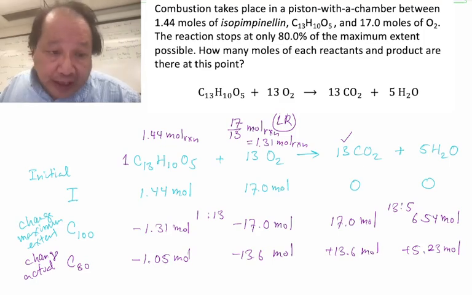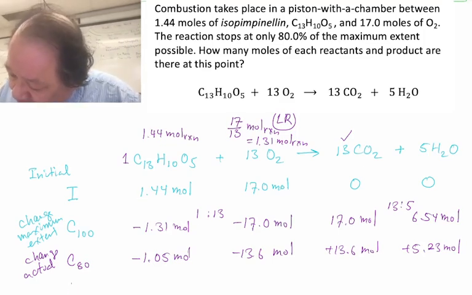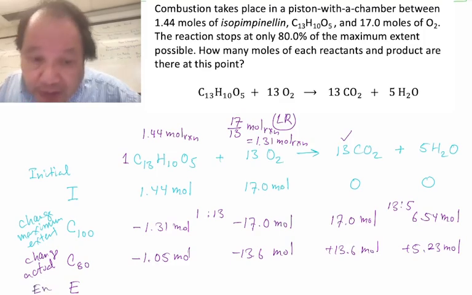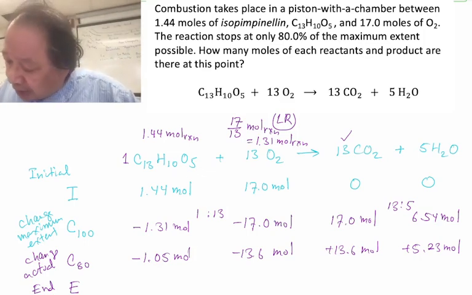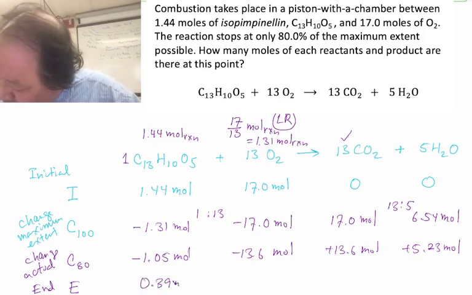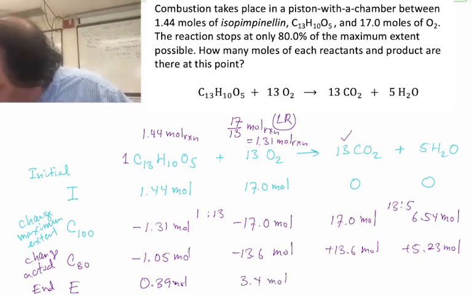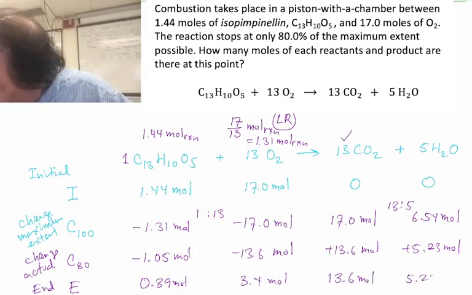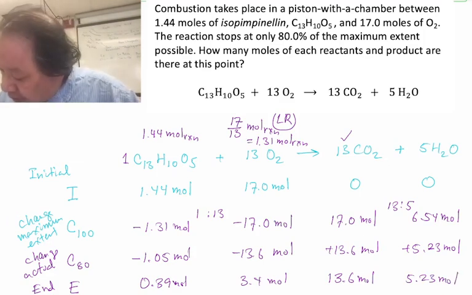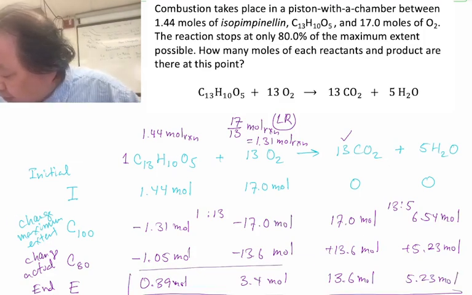And finally, we get to the last line of the method, which is the E line, the end line. The end line is the initial amount minus the actual change, the C80 line. 1.44 minus 1.05 is 0.39 moles. 17 minus 13.6 is 3.4 moles. We made 13.6 moles of CO2 and 5.23 moles of H2O. These are the final amounts. This is the answer then to the problem.